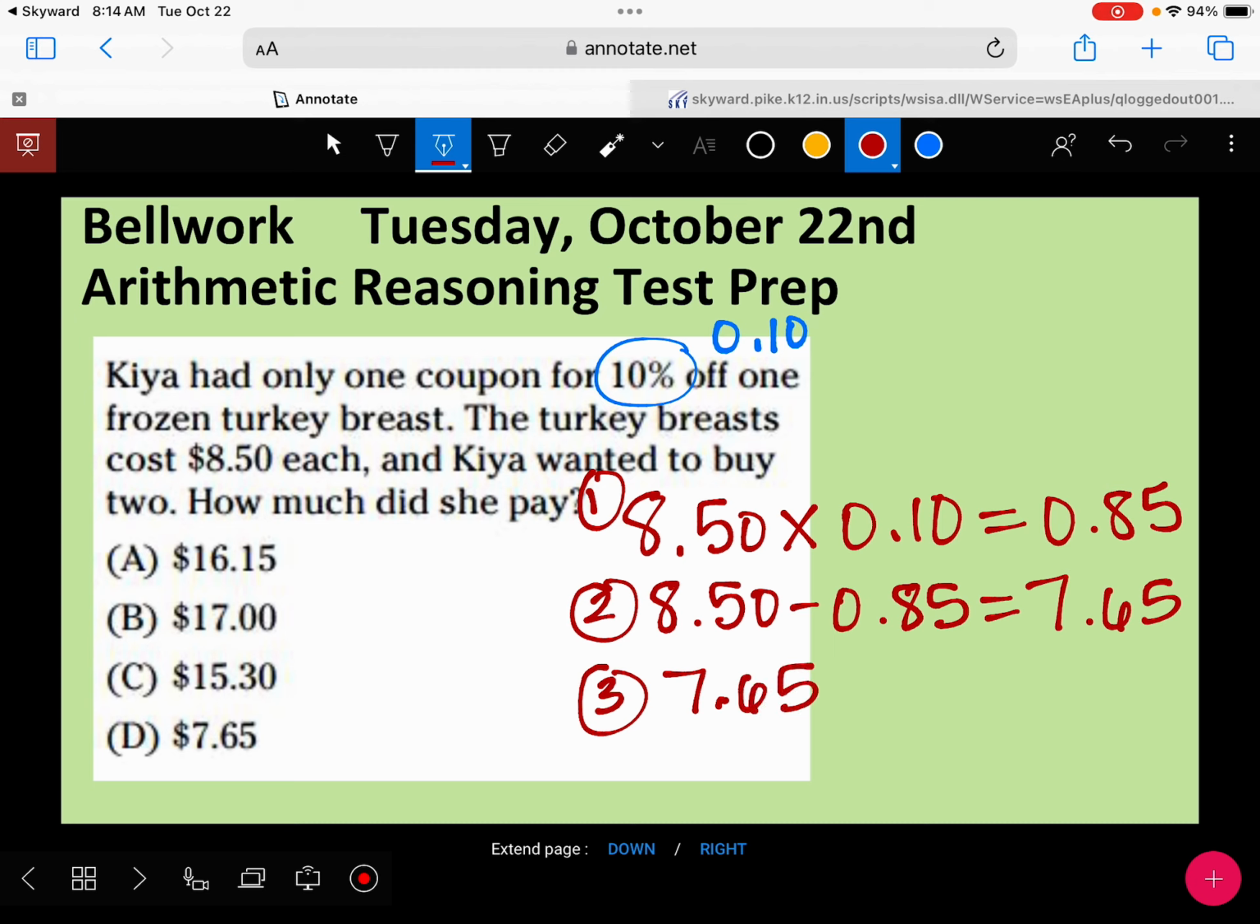So we know it's not D because she wanted to buy two. So what would you pick, A, B, C, or D? Letter A. Letter A, and that would be your answer.